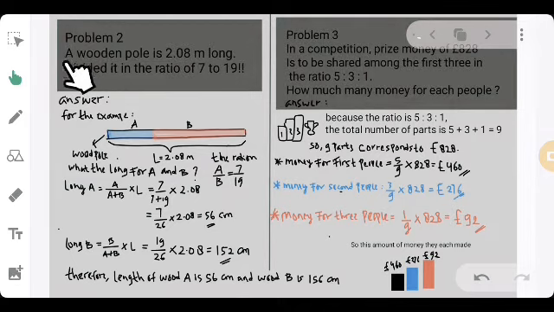Okay, problem two. A wooden pole is 2.08 meters long. Divide it in the ratio of 7:19. Answer. Before working on problem two, first draw a picture of the wooden pole and its length. In the picture, A is the blue part of the wooden pole, and B is the other part. The dividing ratio is 7:19, so A is very short and B is very long. So what are the lengths of A and B?